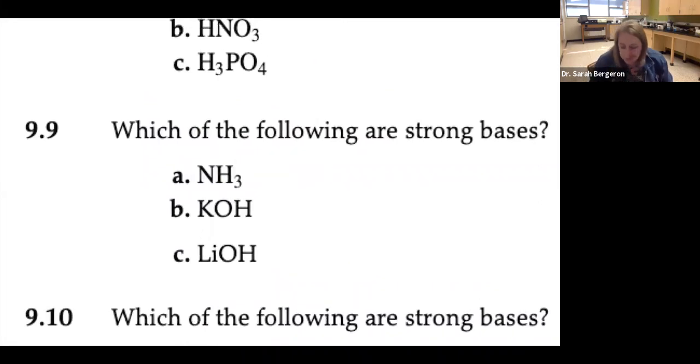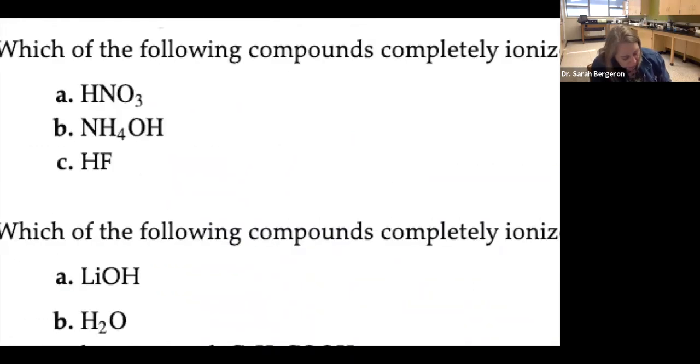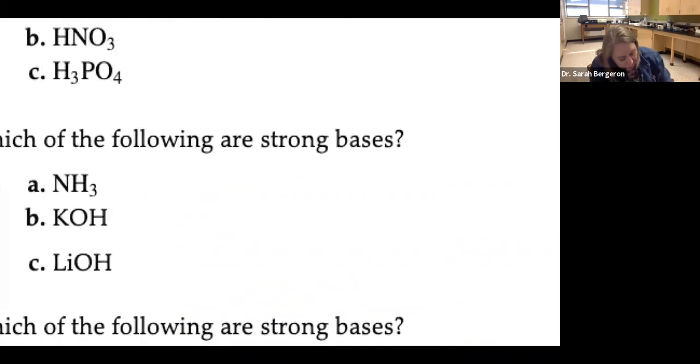So our strong bases are our group, whoa, hello. Here we go, strong bases. It's like when my wrist touches it, it goes crazy.